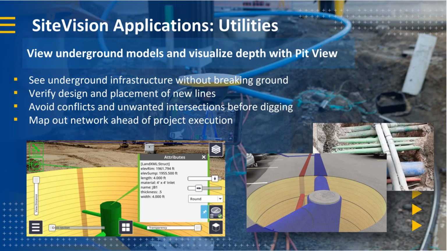So utilities, I pretty much already went through this. You see your underground infrastructure before breaking ground, which is a tremendous time saver, or avoid mistakes ahead of time. If you've ever been out in the field and hit a power line or fiber optics line, you know how expensive that can be to replace. So if you can catch those things ahead of time, you're saving a lot of time and money moving forward.